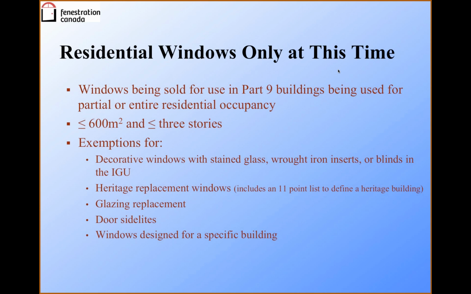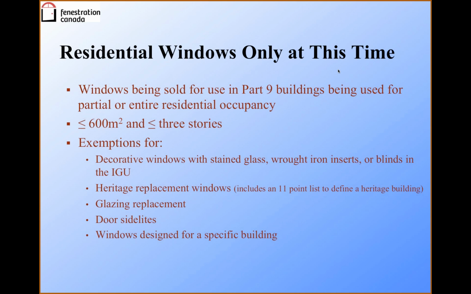It's windows being sold for use in Part 9 buildings where the building is being used for partial or entire residential occupancy. So we're looking at residential houses, small row houses. If you've got even small doctor's offices with a residential unit above, for example, that's all covered.